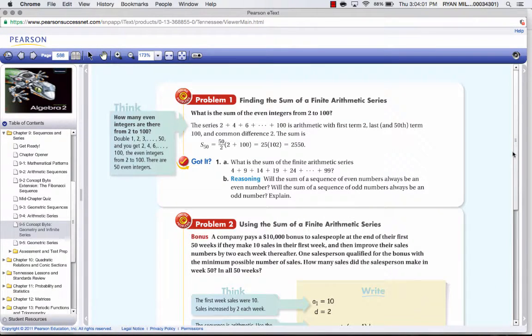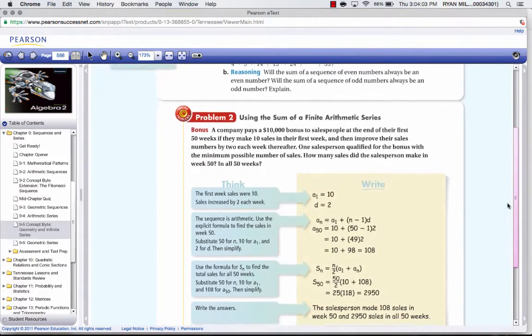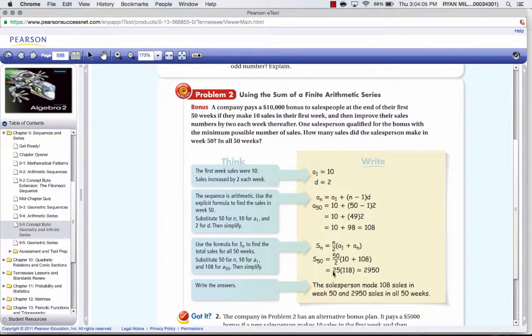All right. So we could look at this question right here about an application question. You can see it all worked out. A company pays a $10,000 bonus to salespeople at the end of their first 50 weeks if they make 10 sales in their first week and then improve their sales numbers by 2 each week thereafter. One salesperson qualified for the bonus with the minimum possible number of sales. How many sales did that salesperson make?